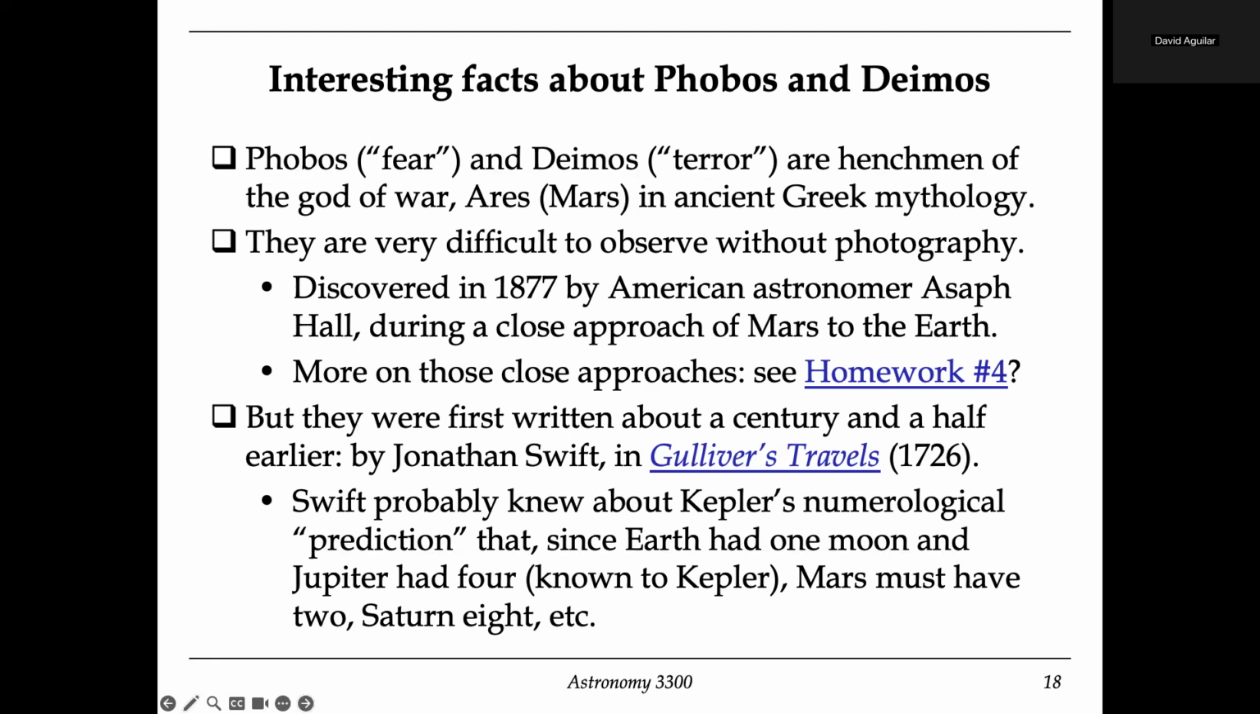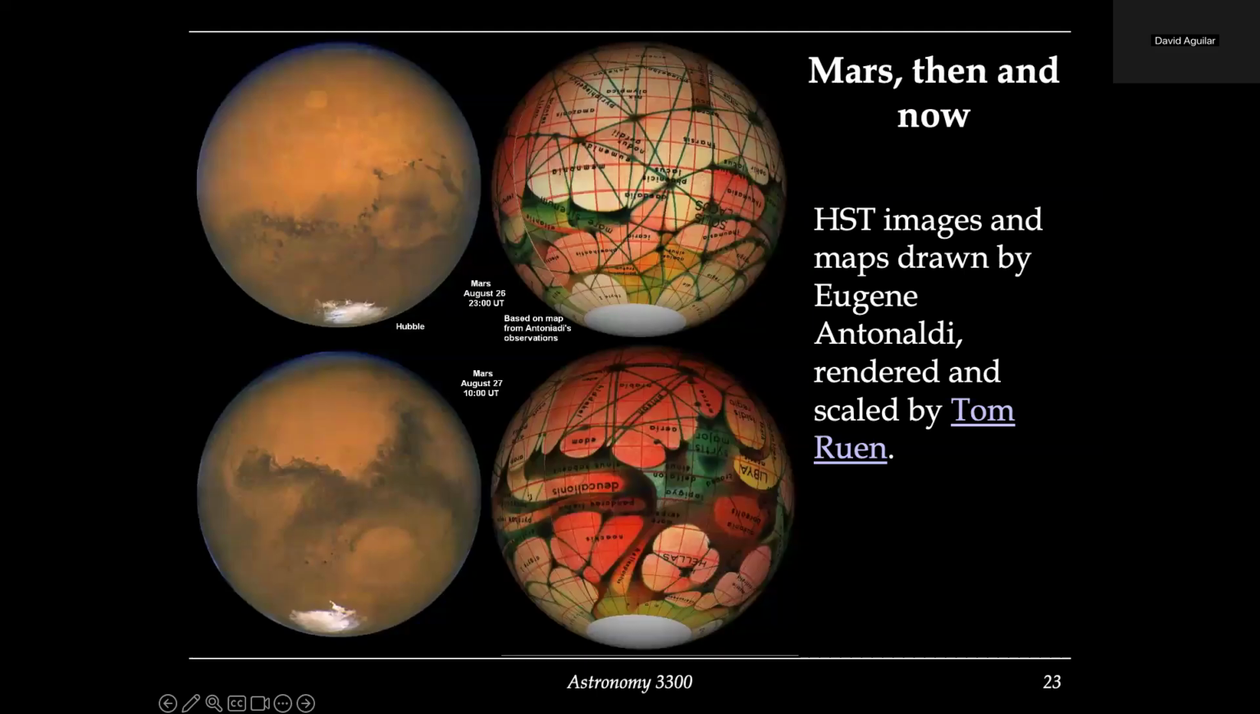And of course Jupiter is wrong, because Jupiter has like 70 or something, and Saturn has much more than 8, etc. But it's really interesting that the first time you talk about Mars's moons is in this context. Okay, I'm just going to leave you with this, and we'll talk about it a little bit later.